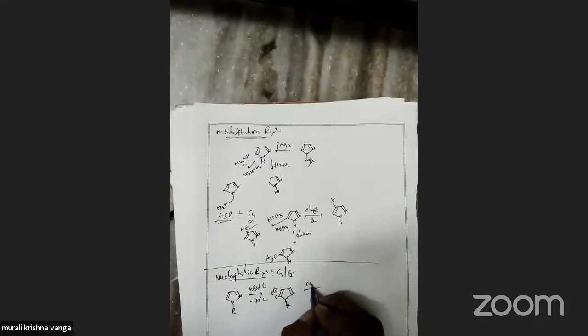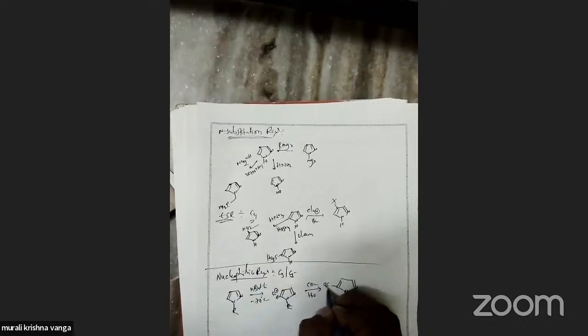Now this negative charge reacts with carbon dioxide followed by hydrolysis, and a carboxylic acid is introduced here. When we take n-butyl lithium, this negative charge, this lithium bond will open the ring, and this is the product that forms.